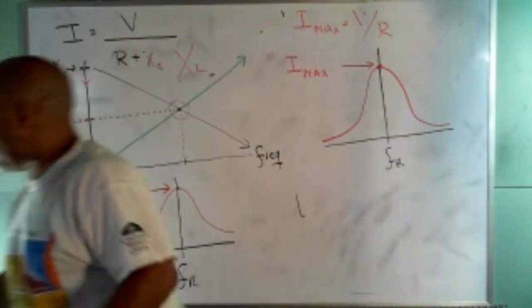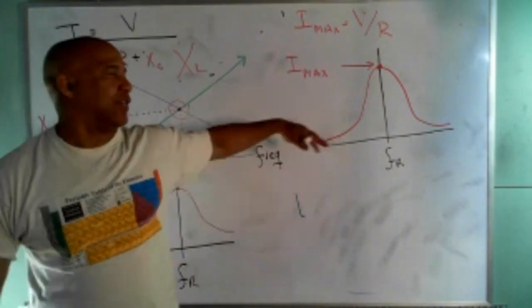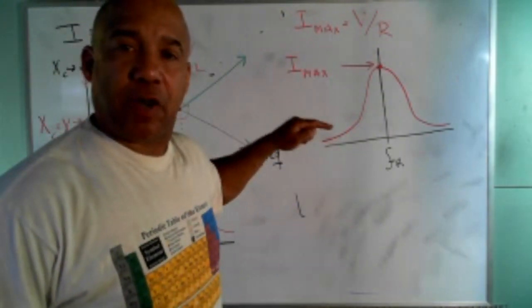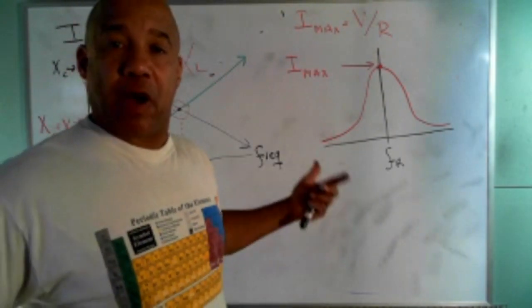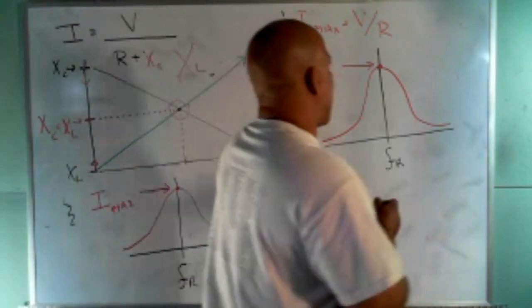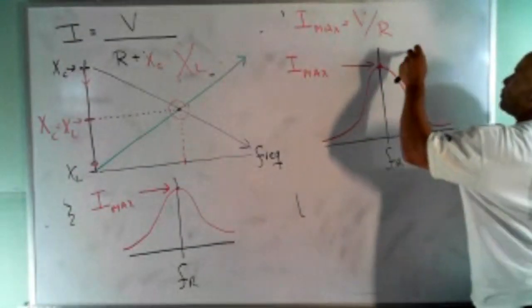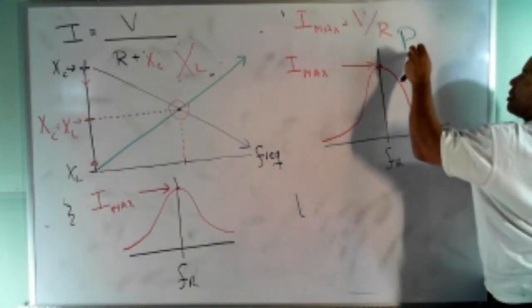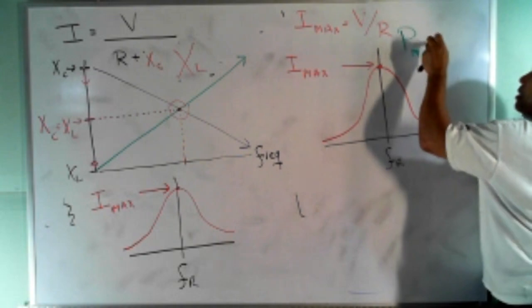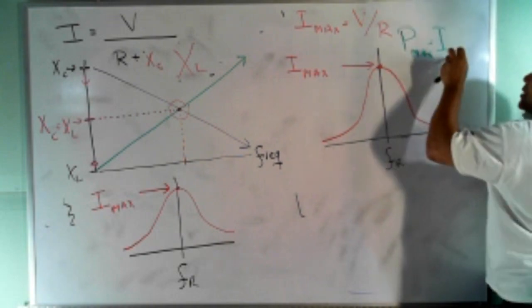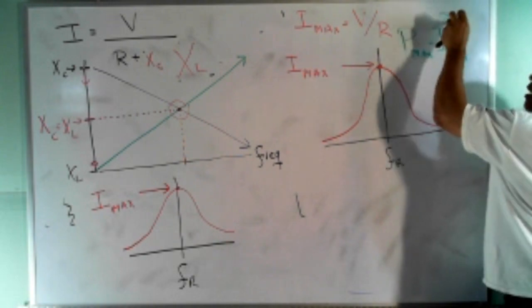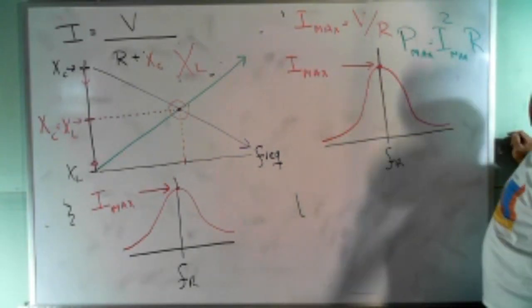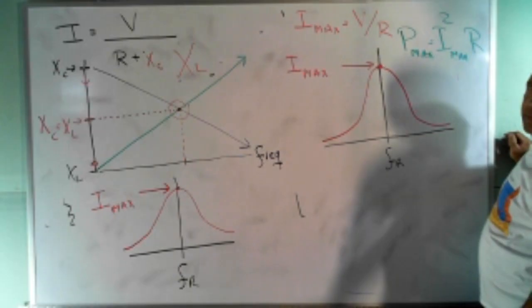If I use maximum current in the circuit, now I erased the circuit, so I can't point to it, it's going to give me the maximum power of the circuit. So I can calculate P max by taking I max, squaring it, and multiplying by R. That gives me the power right there. See it?